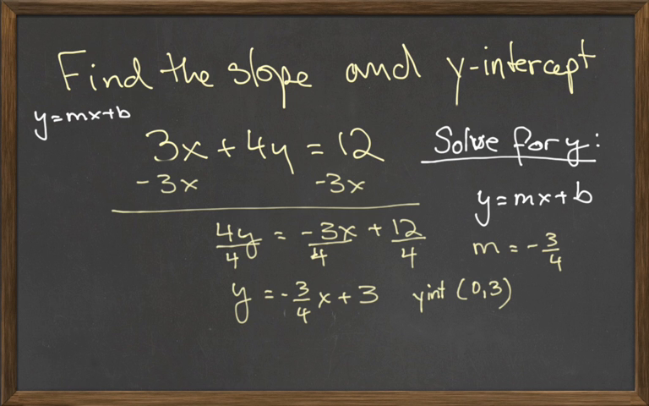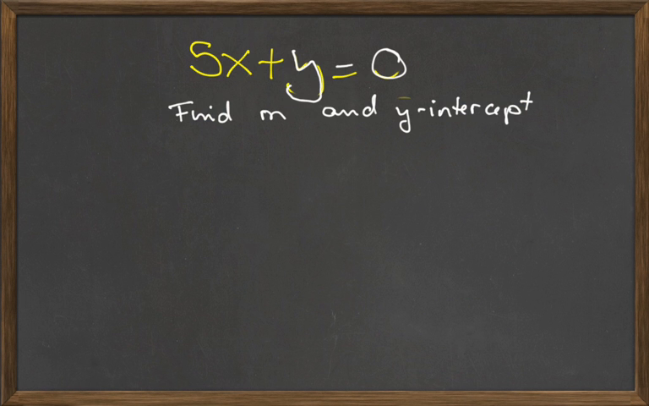So if it's not in the form y equals mx plus b, you have to rearrange it. This is a problem, maybe out of the book, or maybe it's just something I made up. 5x plus y equals 0. Find m and the y-intercept. Go for it. Find the slope and the y-intercept.